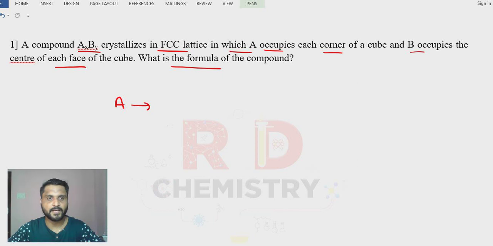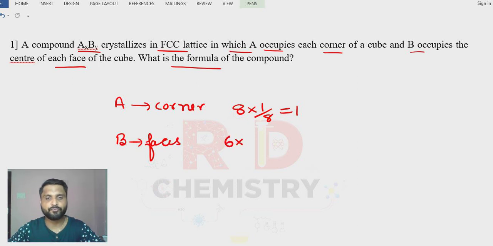A is there in the corner, and we know that there are 8 corner particles and for each corner particle the contribution is 1 by 8, therefore it is equal to 1, correct? And B is there on the face center, they are present on the faces. You know that there are 6 faces and each face has a contribution of 1 by 2, therefore it should be equal to 3, right? Therefore the formula is A1 B3. Okay.